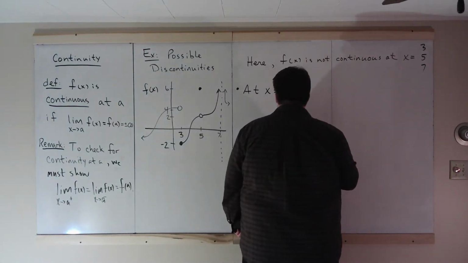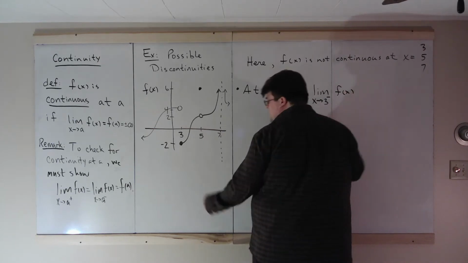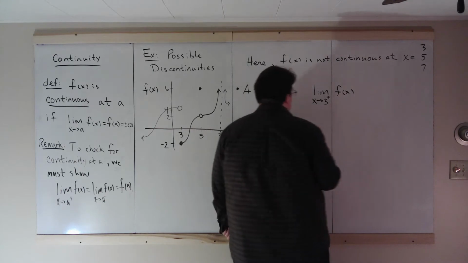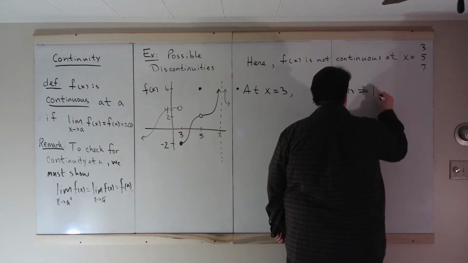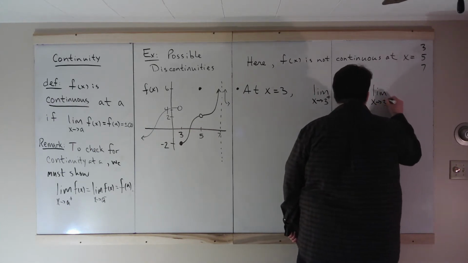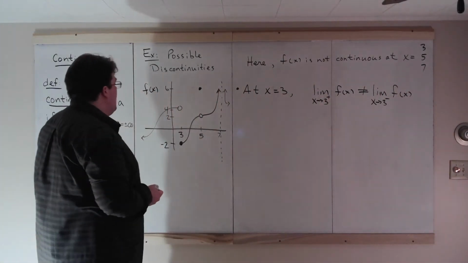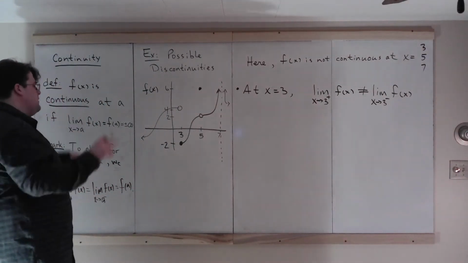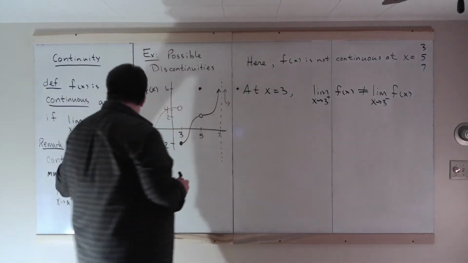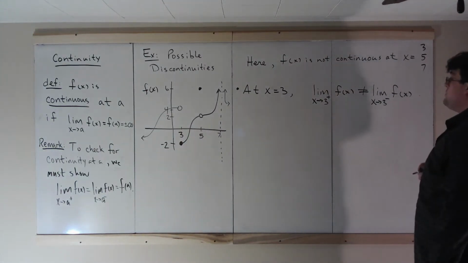So at x equals 3, I'll write right first down here: the limit as x approaches 3 from the right of f of x does not equal the limit as x approaches 3 from the left of f of x. From the right, the limit is -2. From the left, the limit is 4. But in this bullet point explanation, I'm not going to say those specific values, just the fact that this first equal sign is not true at x equals 3.